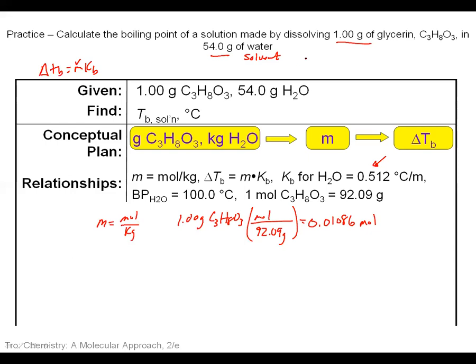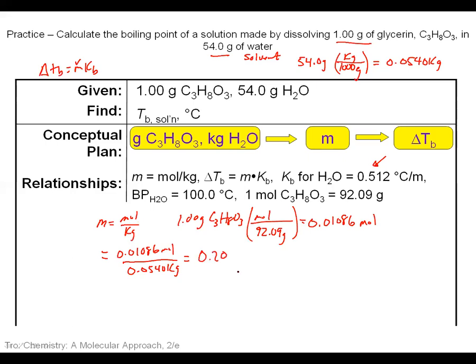We also see that this is our solvent, but remember that molality is moles per kilograms of solvent. So we do want to take the 54 grams and convert it into kilograms. You divide by 1,000 or move the decimal point, whichever way you want to do it. And that will give you 0.054 kilograms, which means our molality would be 0.201.